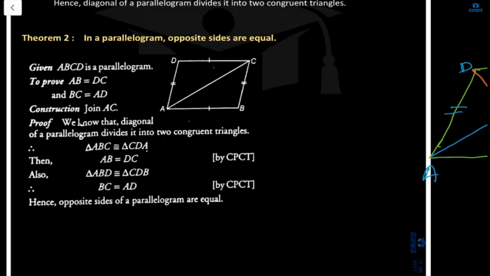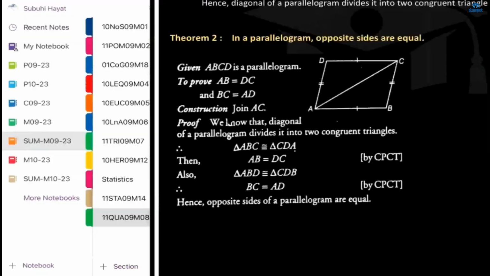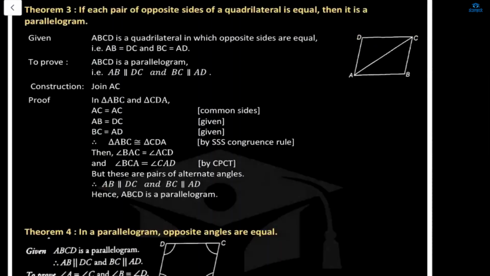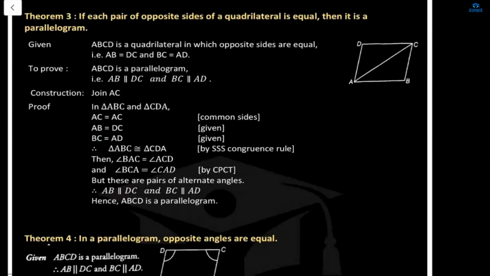Now we will see the converse of this. In theorem 3, if opposite sides are equal, then it is a parallelogram. See here, if each pair of opposite sides of a quadrilateral is equal, then it is a parallelogram. Now let's see how we can prove it. What was given?